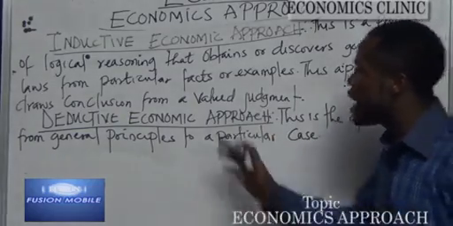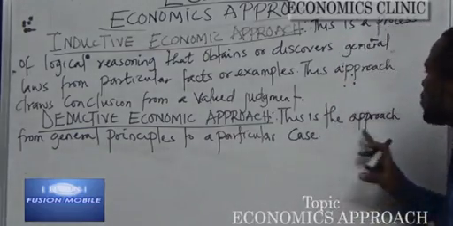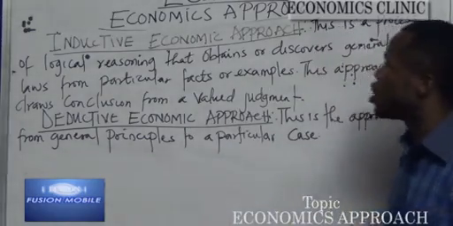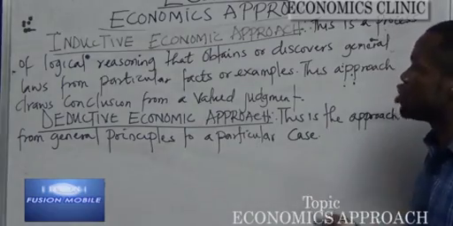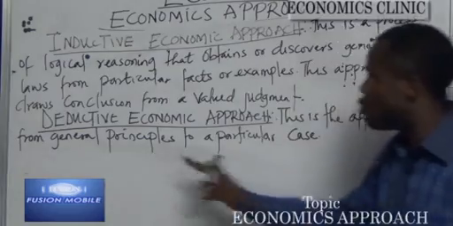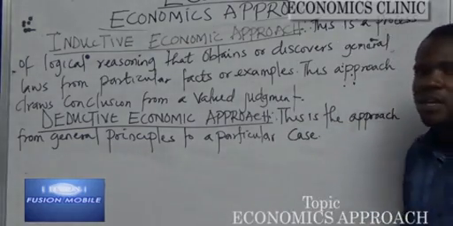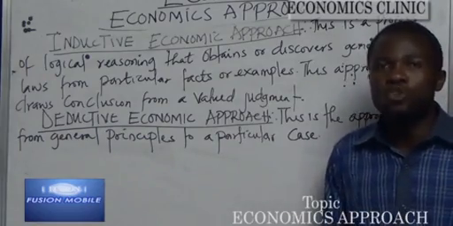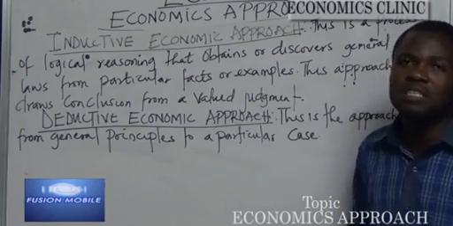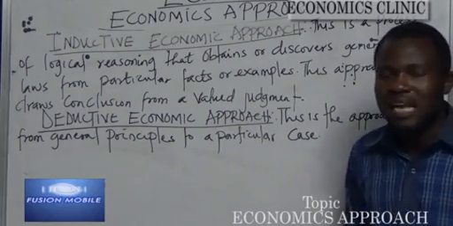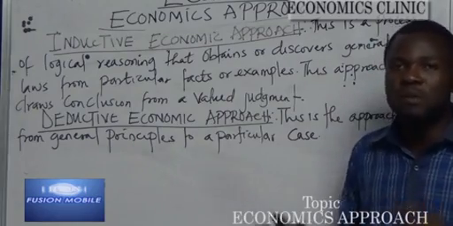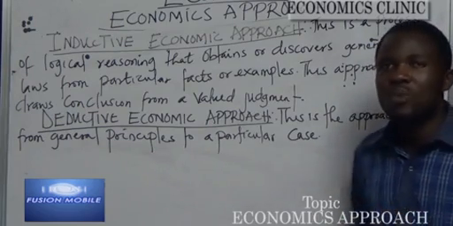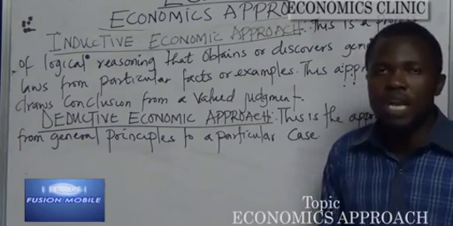Next is deductive economic approach. This is the approach that does not draw conclusion from every logical or every valid judgment, but from general principles to a particular case. That is, to deal with every case, it has to draw its own conclusion, not from general judgment, but from generalization. That is how generally acceptable that judgment is. And with this, we have come to the end of economic approach.